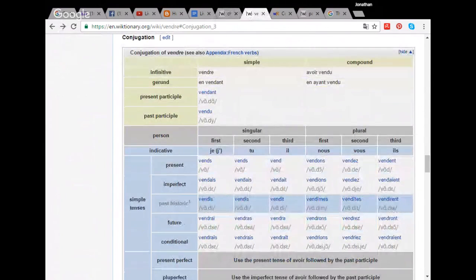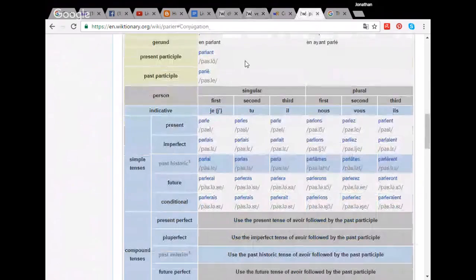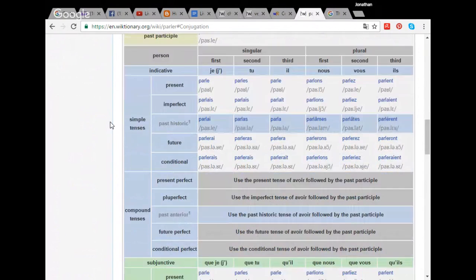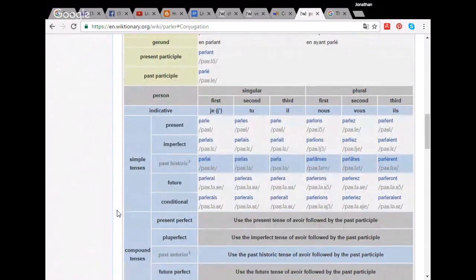Okay. And we have vendre: vends, vends, vend, vendent. You pronounce the D sound here, and vendons and vendez there. And overall, with the different tenses we have simple and compound tenses. For the present simple, we have the imperfect, and we have the past simple, the past historic, which is mostly a literary tense.